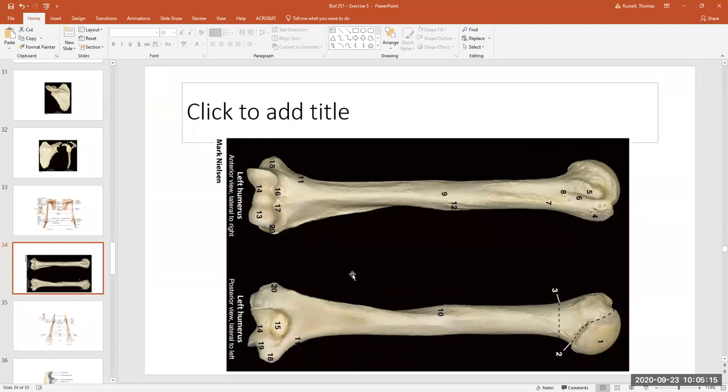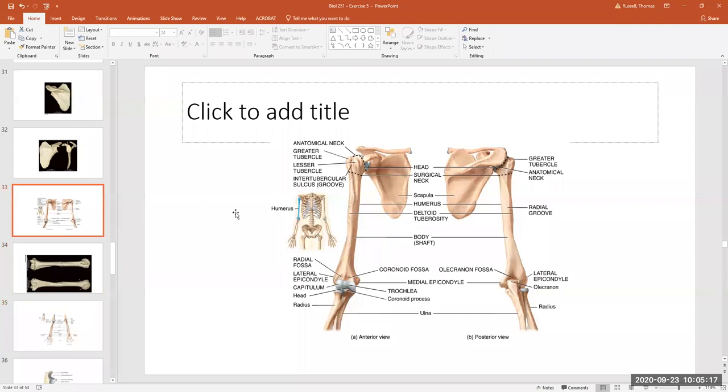So I need to know, well, let me show you this picture first. What's left and right? Now this is a right humerus. So you have to know anterior from posterior, and you have to know medial from lateral. Same thing. So I'm looking at an anterior view of the humerus right here. I know this is anterior because of several features.